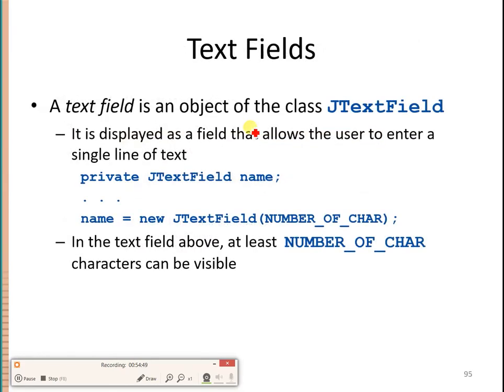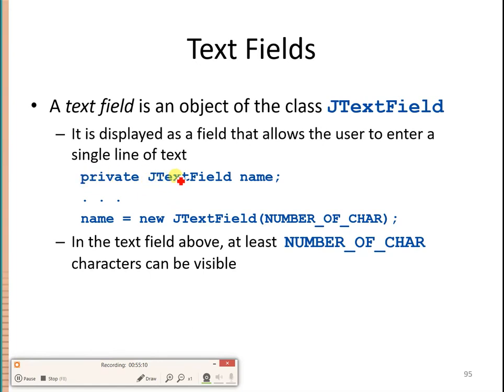And now after this, let's discuss the other components, like text fields and the text area. A text field is an object of the class JTextField. It is displayed as a field that allows the user to enter a single line of text. So if the user wants to enter something, we want to give some area, some space to the user, and we can create an object of the class JTextField.